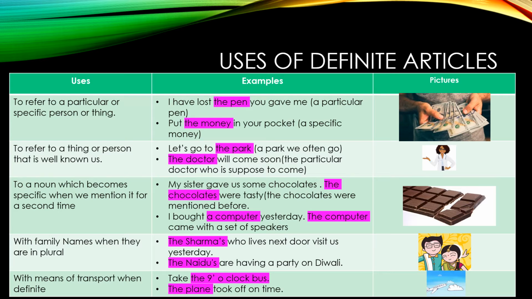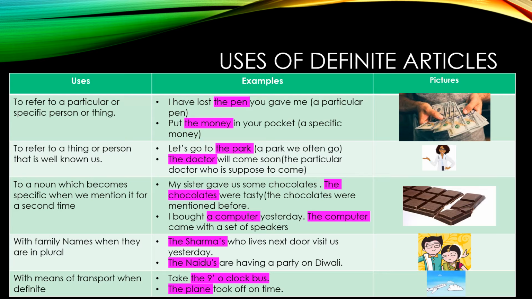We use definite articles with a noun which becomes specific when we mention it for a second time. My sister gave us some chocolates. The chocolates were tasty. So in the first scenario, chocolates is not specific. When she gives us chocolates, it becomes random. However, once we taste the chocolates, it becomes specific. And that is why we use the chocolates in the second part of the sentence.